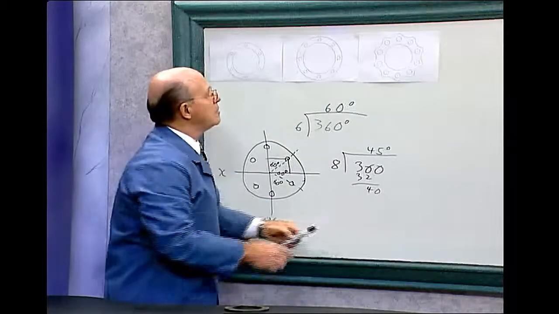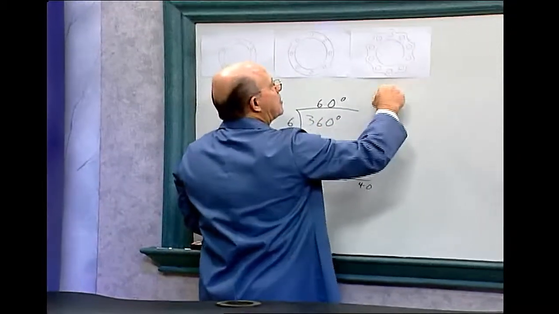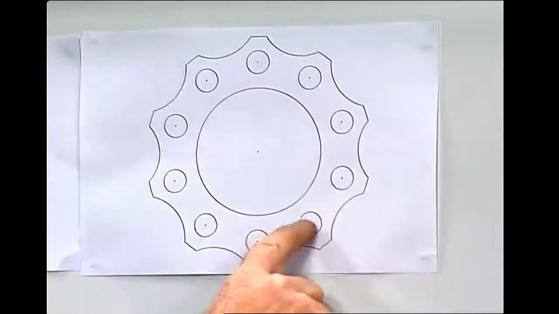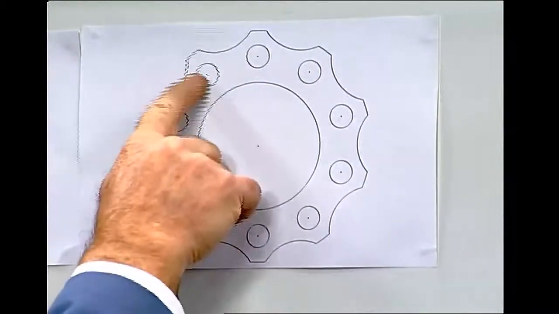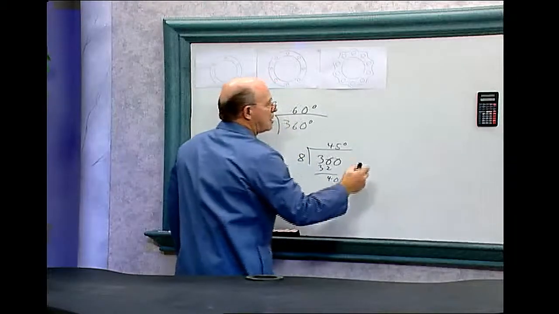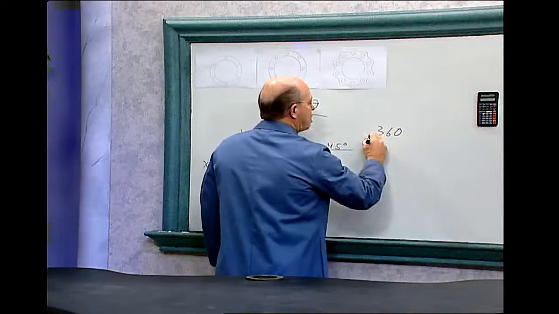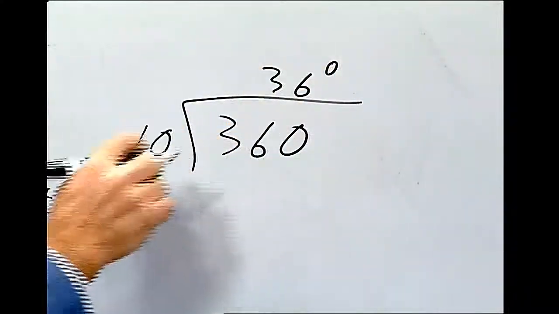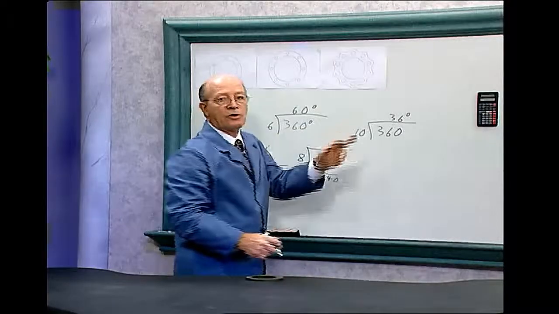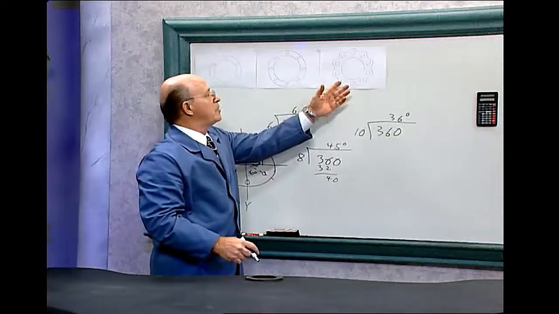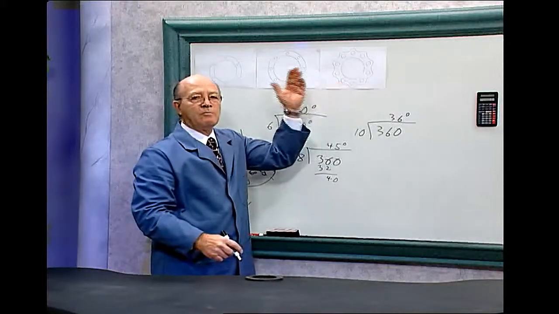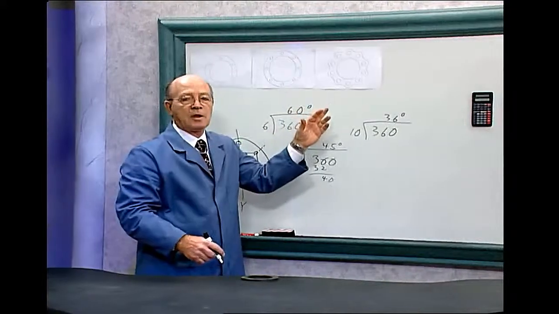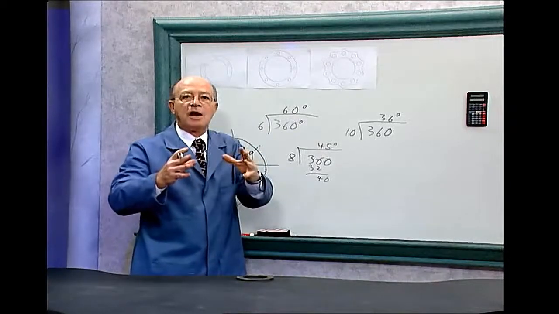I have one other drawing, and this is a flex element. This is a drawing of a flex element. This has 1, 2, 3, 4, 5, 6, 7, 8, 9, 10 holes. And 10 goes into 360 36 times, so the angle between these holes is 36 degrees. Now there's something rather interesting about these flex elements, and we've made tens of thousands, probably hundreds of thousands of these flex elements. And as you can hear from the word, it's a flex element.